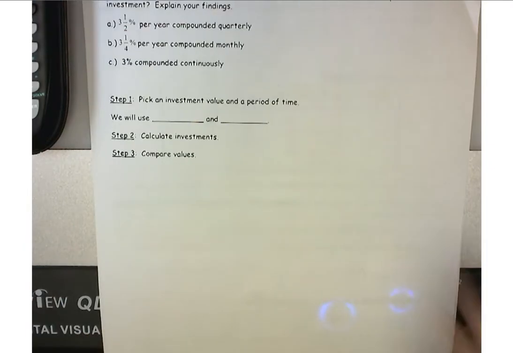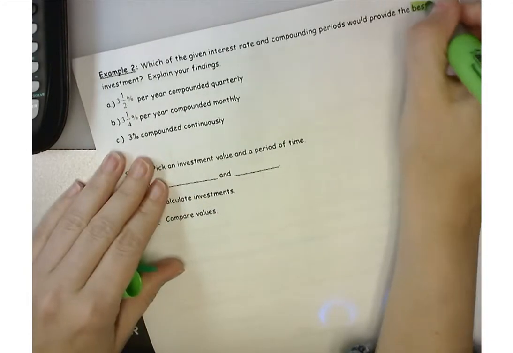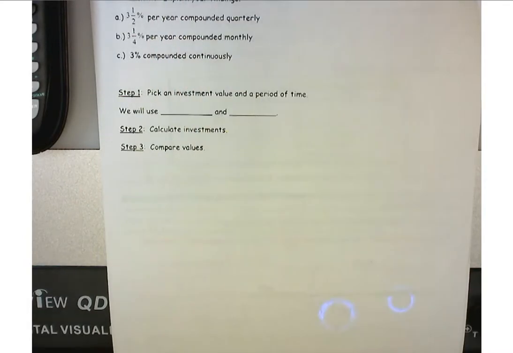All right, now, for example 2, it says which of the given interest rate and compounding periods would provide the best investment. So best investment means what? Which one's going to give you the most money? And then I have to explain my findings.